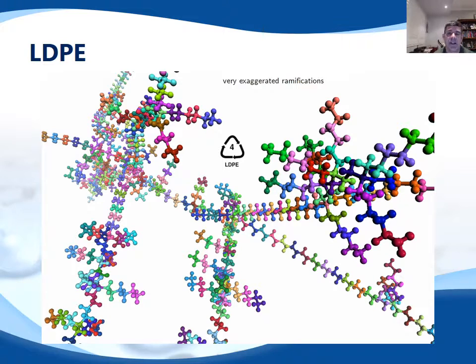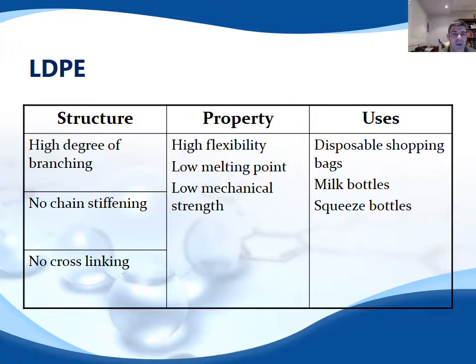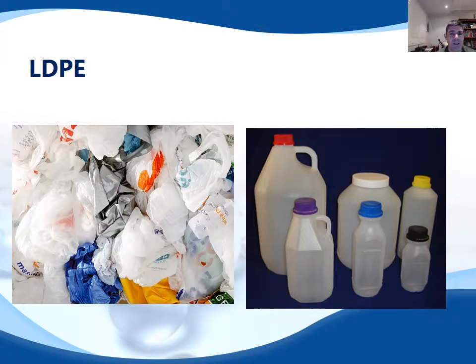So here's a little exaggerated picture of LDPE, lots of branched chains and repeating units. Because of this, no chain stiffening and no cross linkage means that LDPE is very highly flexible, but it has a low melting point and low mechanical strength. This makes it useful for disposable shopping bags, cling wrap, those soft milk bottles and squeeze bottles. So the ones that don't have a rigid shape, more those really soft types of plastics. You can see them here, plastic shopping bags. All these little bottles that are quite squeezy and soft, they're LDPE.